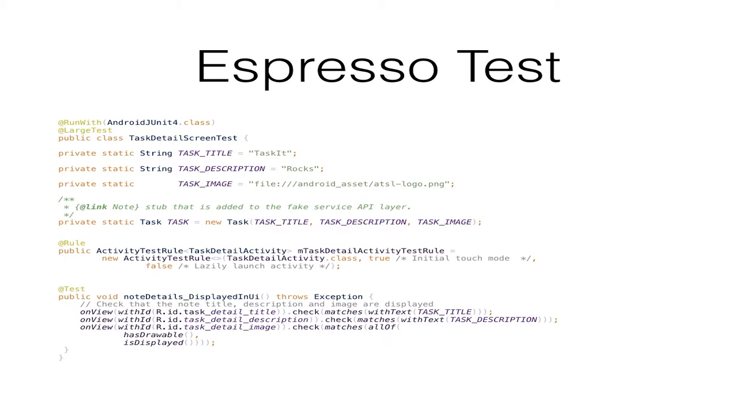There's also a really cool, really helpful cheat sheet on how to set up your tests and what you need to test. Like here, you can say onView with ID, and you can get your detailed title, description, image, and check that it matches either the task title from the task object. So here, you're checking that the object's title matches what's displayed in the UI. You can go more granular, you can get into idling resources, but I wanted to show that it's needed.